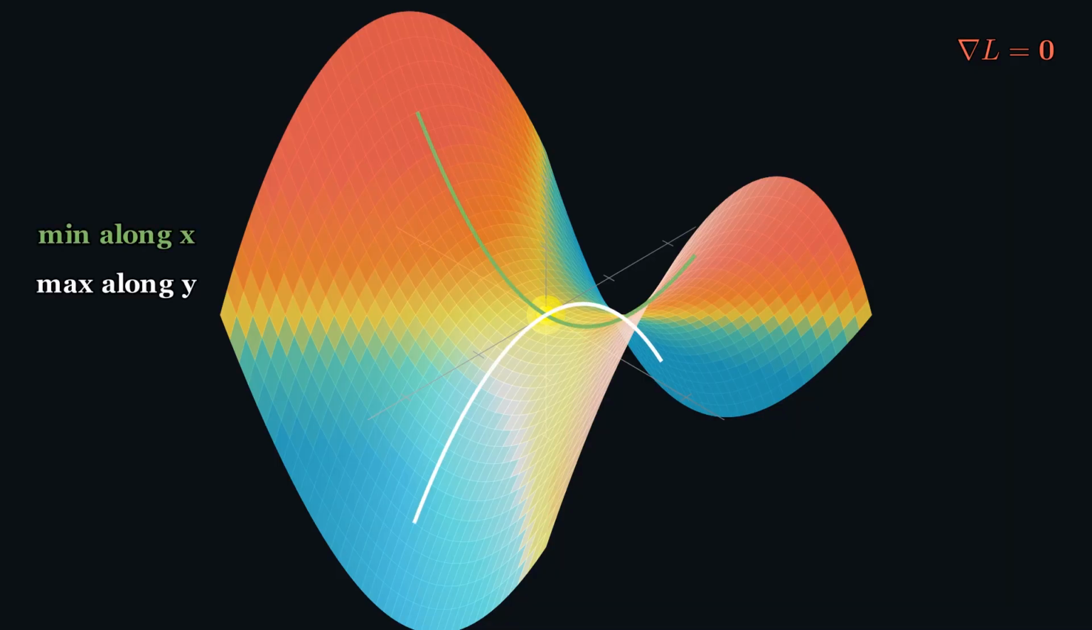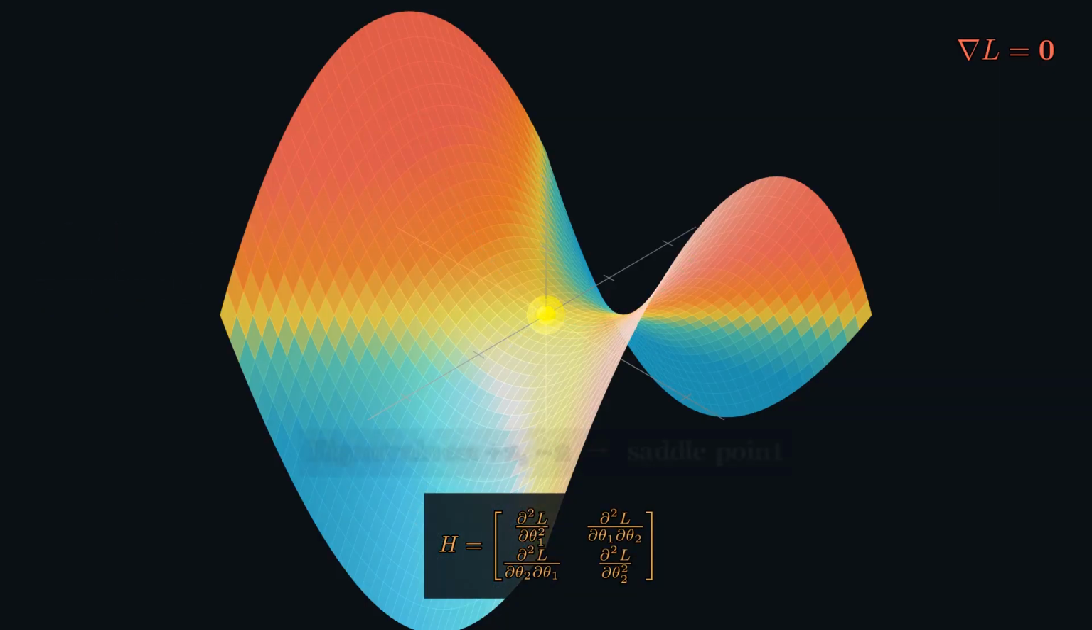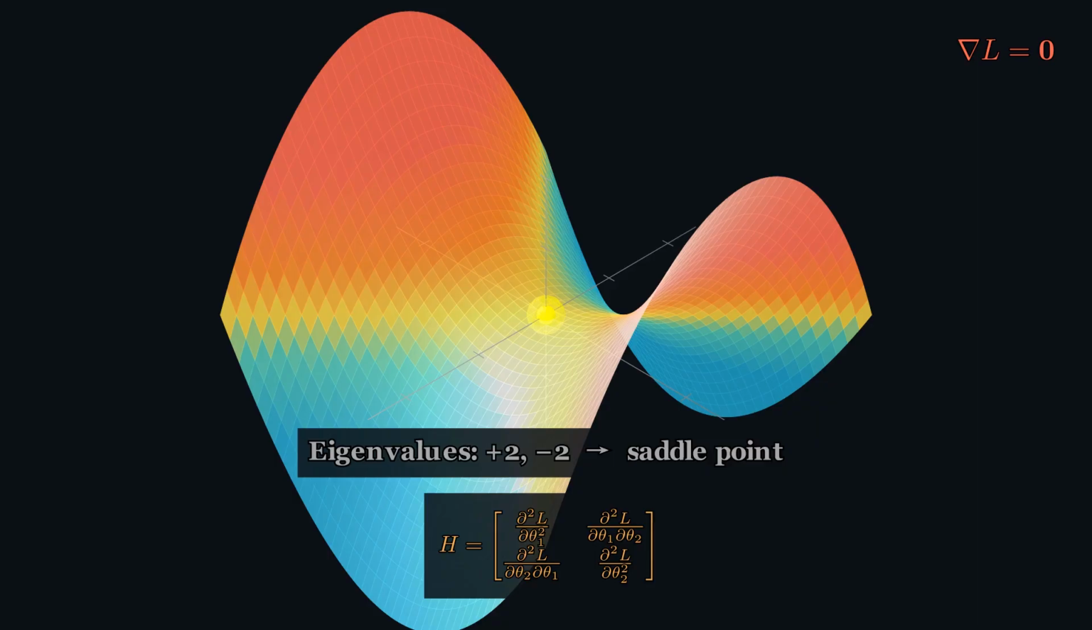It's a minimum along the x-axis. The surface curves upward, but a maximum along the y-axis. The surface curves downward. The mathematical tool that distinguishes saddle points from true minima is called the Hessian matrix, a matrix of second derivatives. At a minimum, all eigenvalues of the Hessian are positive. At a saddle point, some are positive and some are negative.